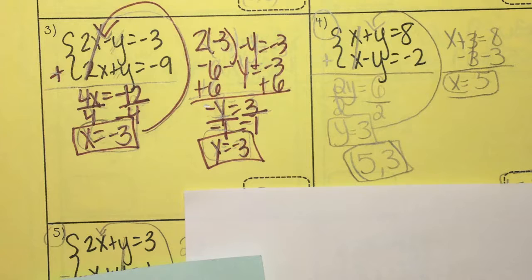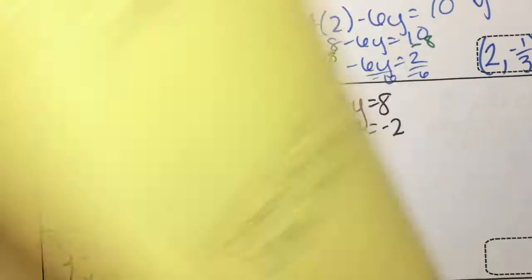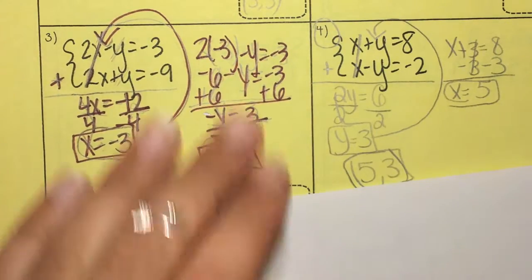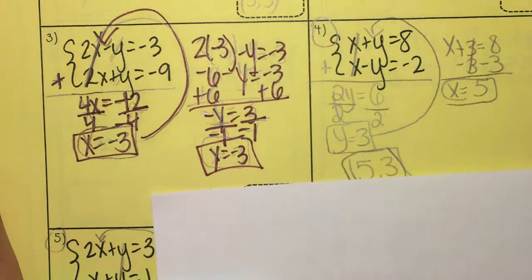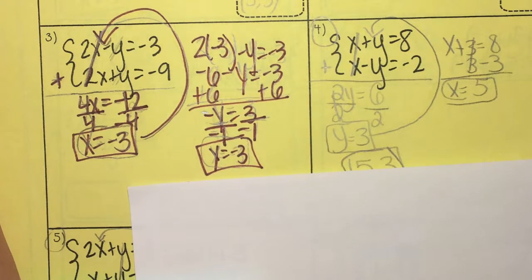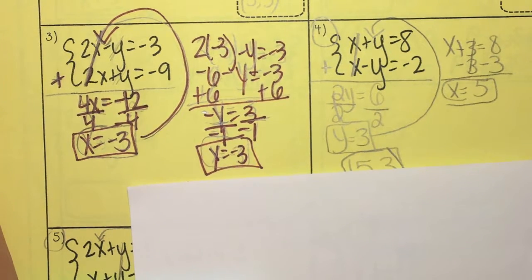Did anybody get something different for number 4? What'd you get? 3, 5? What'd you get? Negative 4, negative 2. Oh, okay. So we all have different things. We got 3, 5? Okay. I didn't work that one out. Are we ready to do number 4? Come on. ¿Por qué no? Lazy.